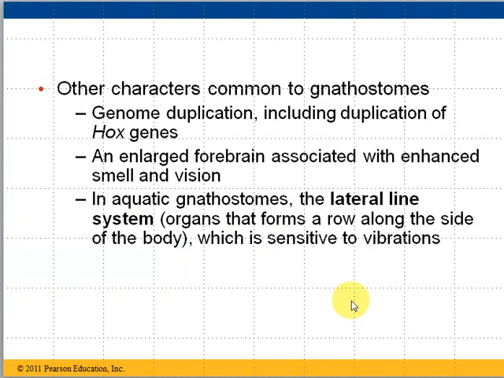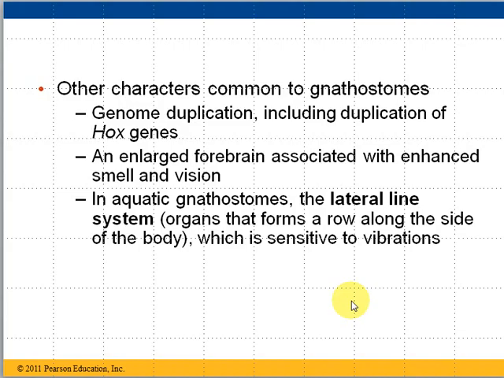Other characters common to gnathostomes would include, again, genome duplication, including duplication of Hox genes. So once again, we have some variation in the genetics going on. We have some duplication, which would be a form of a mutation. This one happened to have been a beneficial mutation. An enlarged forebrain associated with enhanced smell and vision.